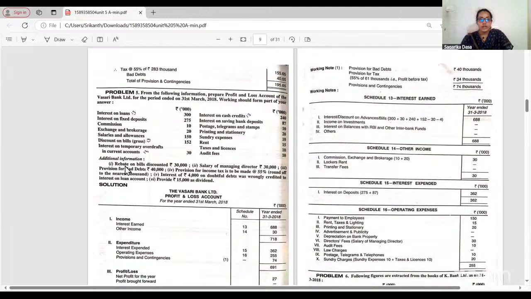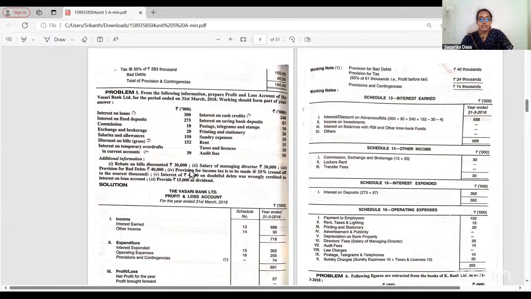Then here you have rebate on bills discounted 30,000. Here they have mentioned 30,000, but if you see, the amounts are given after deducting 3 zeros, so hence we have to deduct the 3 zeros. After cancelling the 3 zeros, it comes to 30. Rebate must be deducted from the bills discounted. So hence we have deducted minus 30.